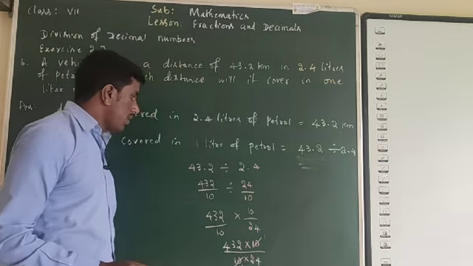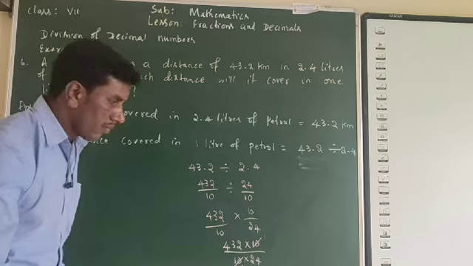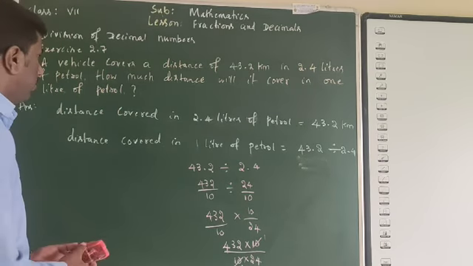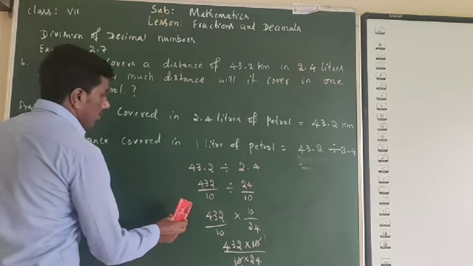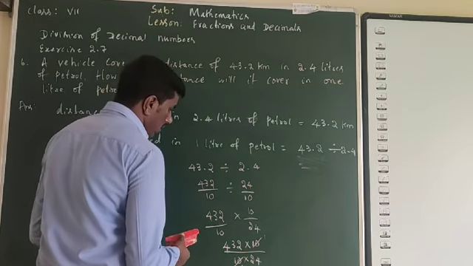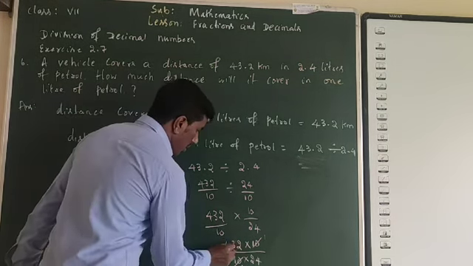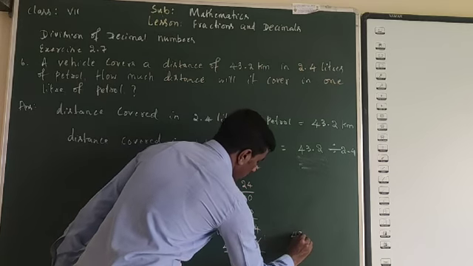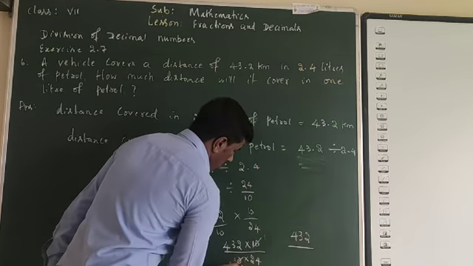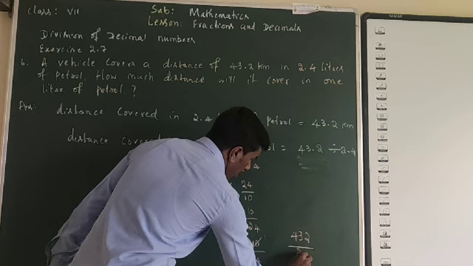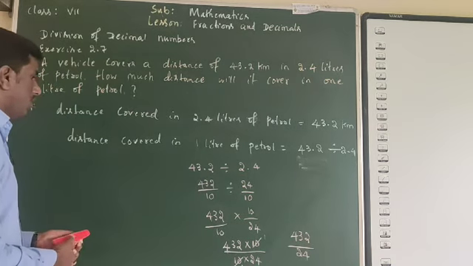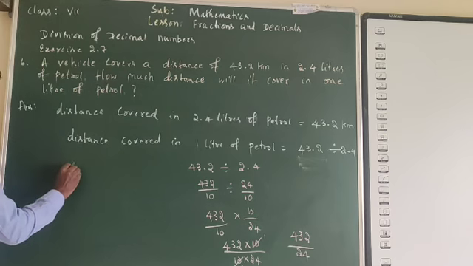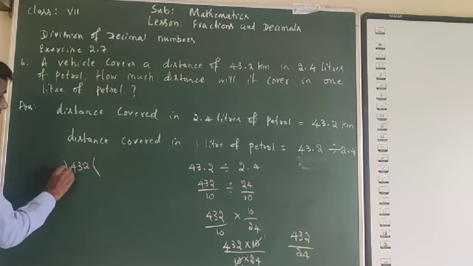So what is remaining? It is 432 in the numerator and 24 in the denominator. So you need to divide 432 by 24. What is the answer? That we need to find out. 432 divided by 24, right?